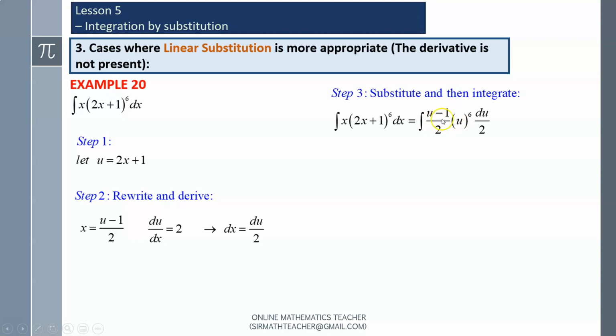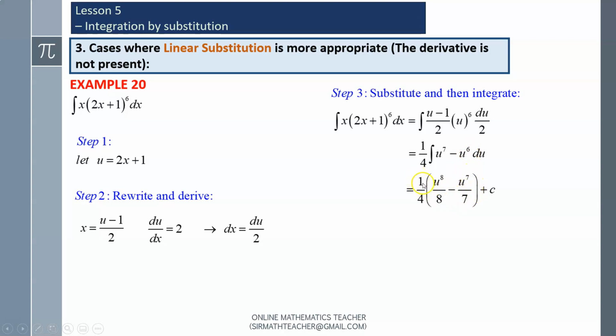So let's simplify this. You've got dividing by 2 and dividing by 2, which is a quarter. Let's take that out the front. Now you've got u times u to the 6, which is u to the 7. You've got negative 1 times u to the 6, which is negative u to the 6. After following these couple of steps, you've now got a really easy integral. So now add 1 to each index and divide by that number. So u to the 8 over 8, 6 becomes 7, divide by 7.